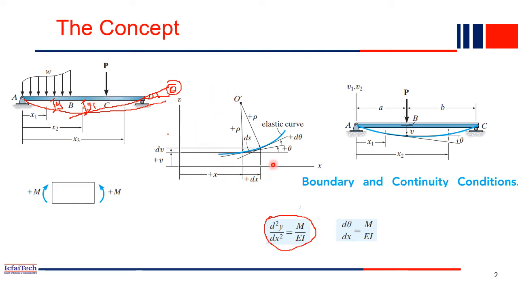And this is the sign convention we will follow here. What is the sign convention? Deflection towards up we will consider as a positive deflection. And you have the theta also. If it is anti-clockwise, it is positive theta.